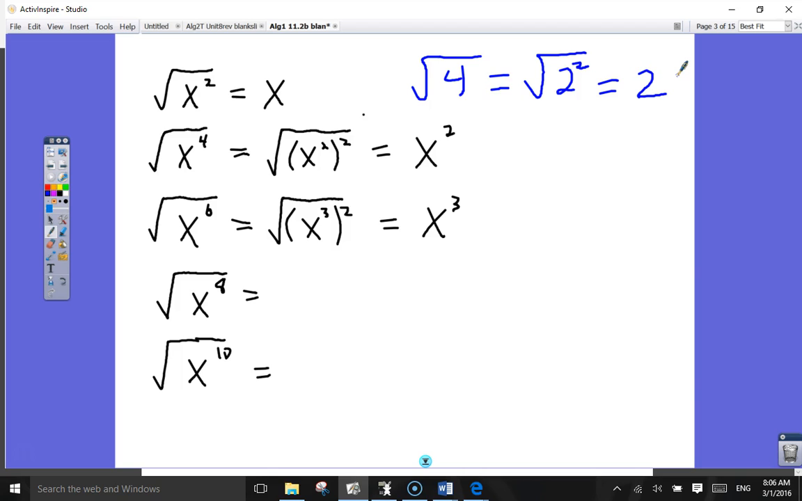Okay, look at x to the 6th. I can write x to the 6th as x to the 3rd squared. So what is it that's being squared? X to the 3rd, so the answer is x to the 3rd. Did you have fun?